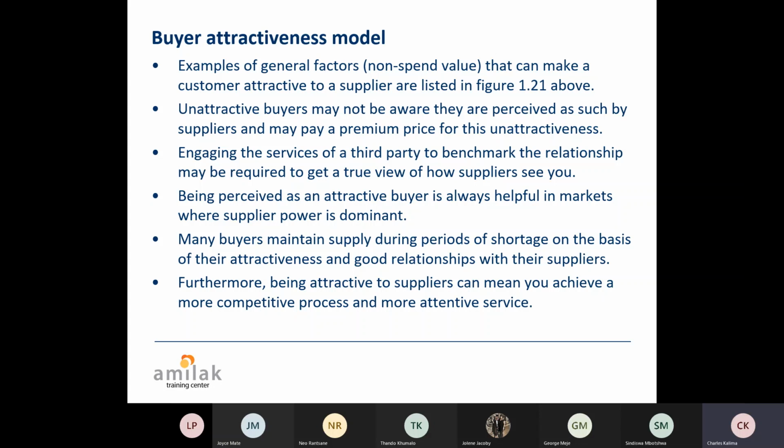So guys, do your best. You are all buyers. Do your best to be attractive to your suppliers. Engage the services of a third party to benchmark your relationship, especially with those suppliers that are very critical to you. Do your best to be an attractive buyer. Being perceived as an attractive buyer is always helpful in markets where supplier power is dominant and so on. So that is the power balance that we needed to talk about.